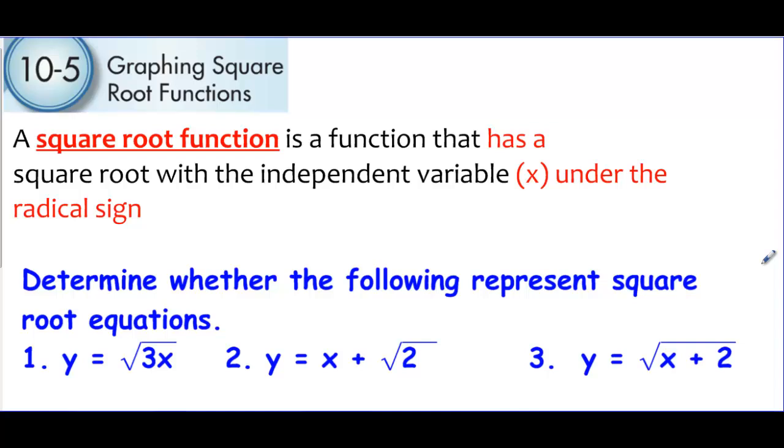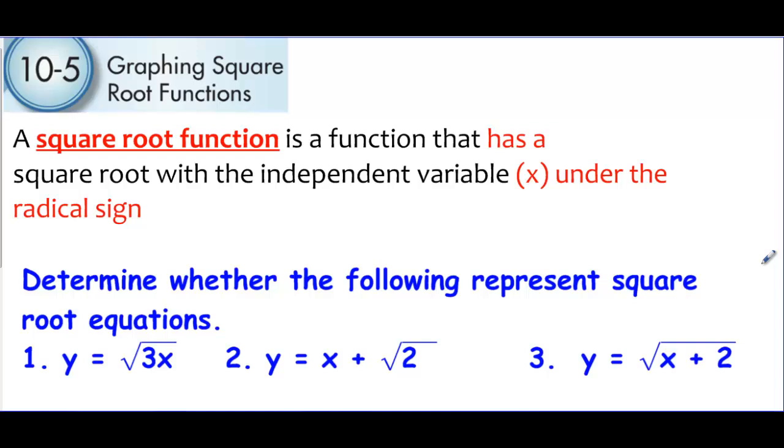Alright, so we're going to graph a square root function, and so let's define what a square root function is before we actually get into any graphing. A square root function is a function that has a square root symbol, and underneath that square root symbol there is a variable, what we call the independent variable, which usually we use x for, that needs to be under the radical sign.